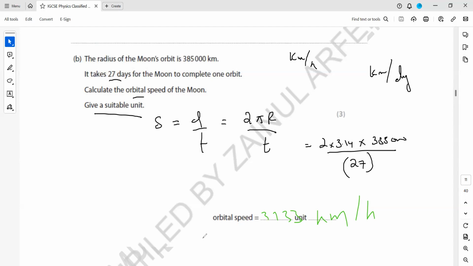90,000 kilometers per day. Okay. So the Moon covers about 90,000 kilometers per day.